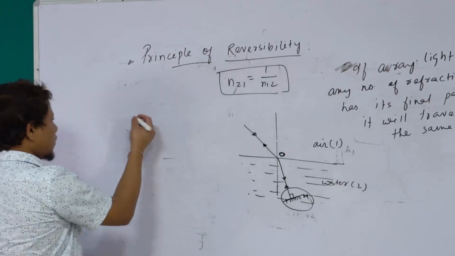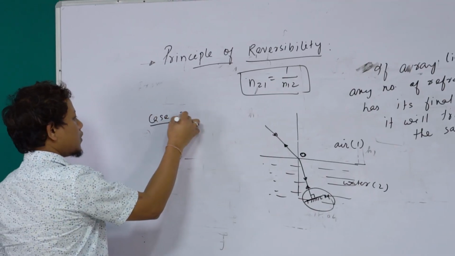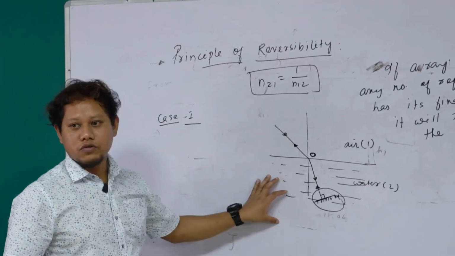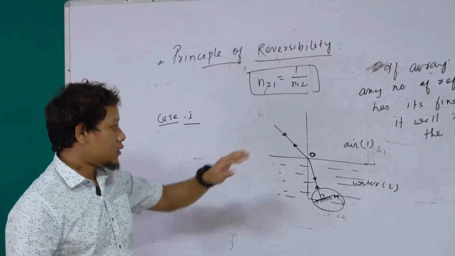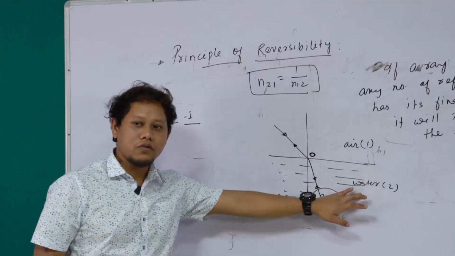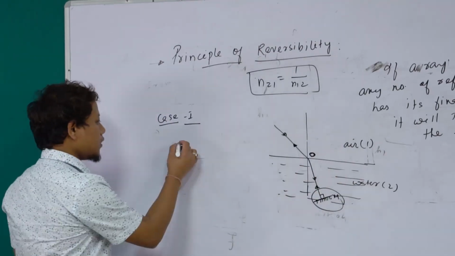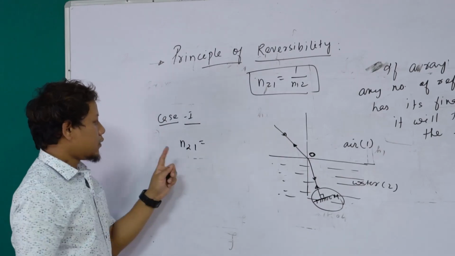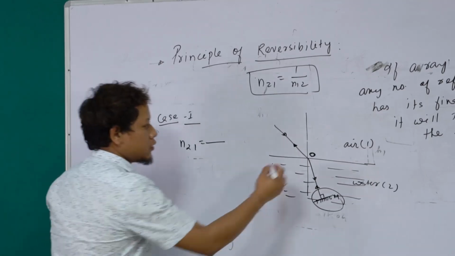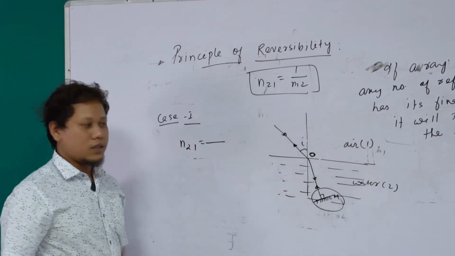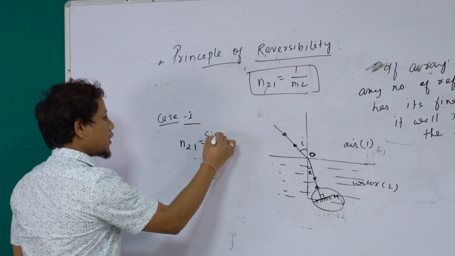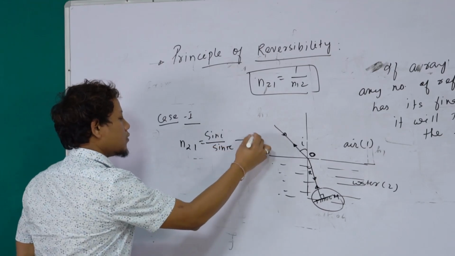So in the first case, say I am writing this is case 1. Okay, so in case 1, the ray of light is traveling from medium 1 to medium 2. So therefore, we can write N21, the refractive index of medium 2 with respect to medium 1. Okay. Now we'll use Snell's law. Suppose this angle is I, because this is angle of incidence, and say this angle is R. This is angle of refraction. So we can write sin I by sin R equal to N21. This is equation 1.